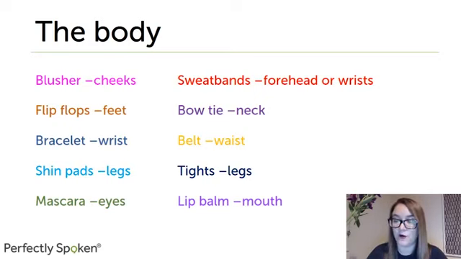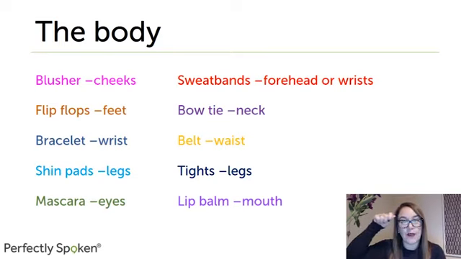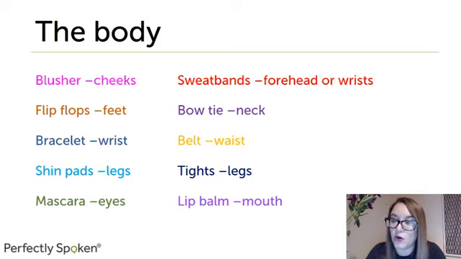Mascara, another form of makeup. Mascara comes in a tube, it's black, and ladies wear it to make their eyelashes look longer and darker. And lip balm. Well, big clue here because it includes the word lip. It's on your lips, on your mouth. And if, for example, it's a very dry or windy climate or sunny, you can wear lip balm to protect your lips. Really well done if you managed to get some of those right.